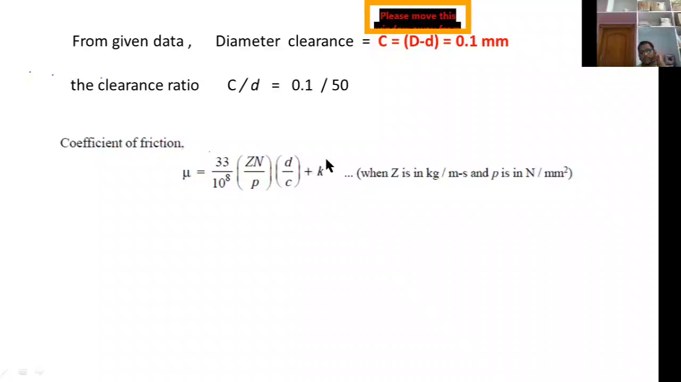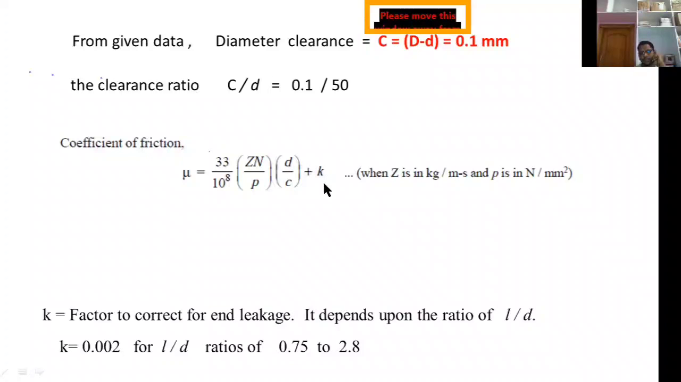Here small k is the end leakage factor. Small k equal to factor to correct for end leakage. The value of small k depends upon the L by D ratio. So for L by D ratios 0.75 to 2.8, the value of k equal to 0.002. Substitute this value in above equation.